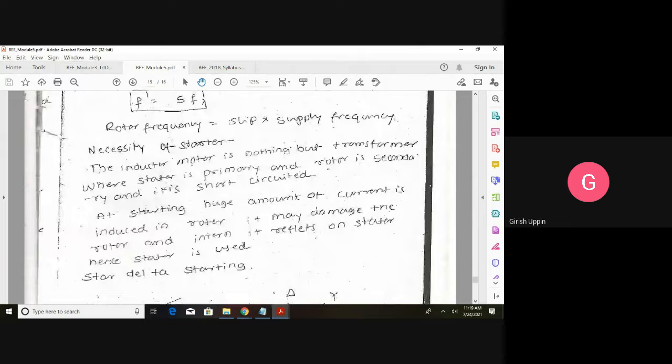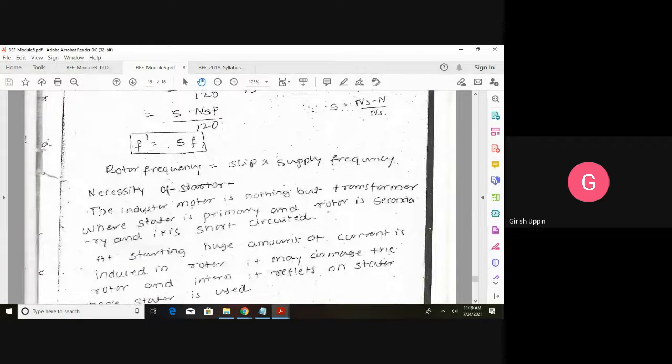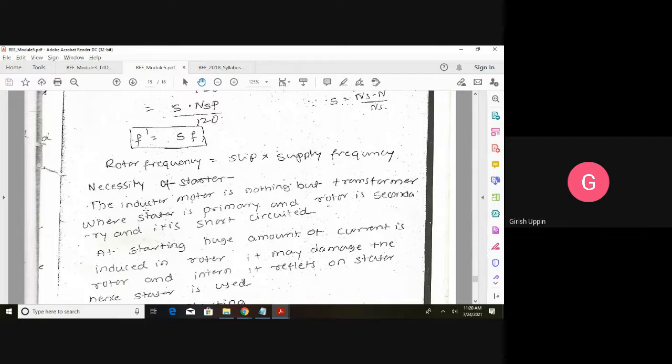And normally the rotor frequency is about 2 hertz. Normally the slip would be in the range of less than 5%. So that would be the range of the slip. 5% in the sense, if the synchronous speed is 1000, then the motor will run at around a maximum of 950 rpm.